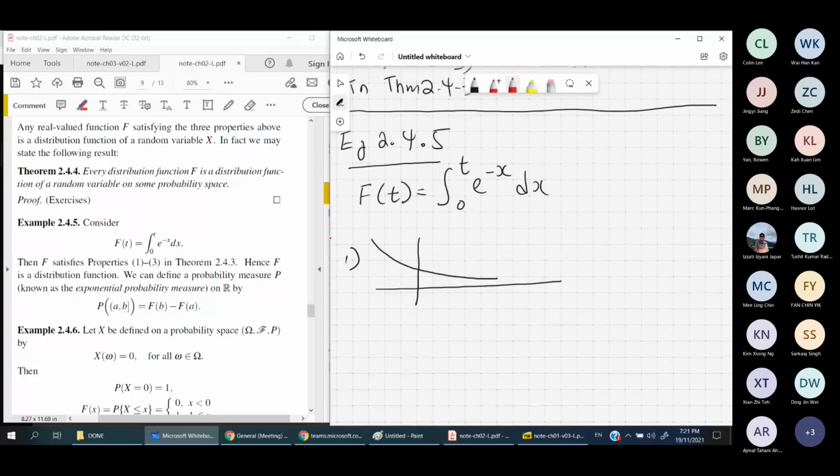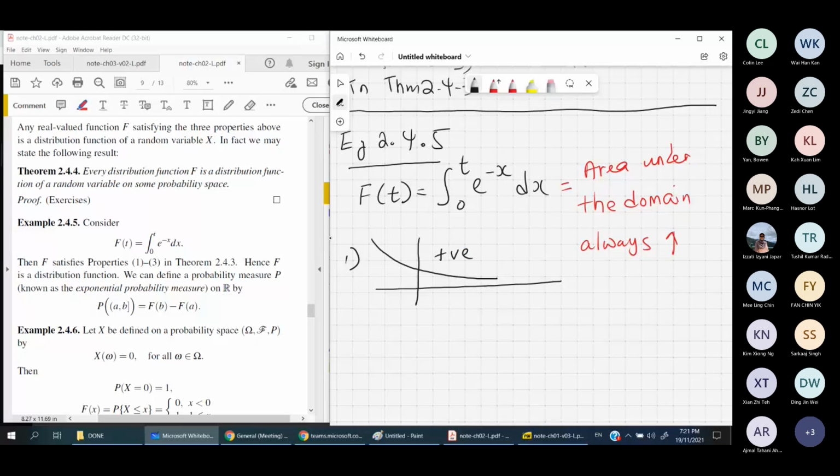In a way, this is an area under the domain. So when you increase, it's always increasing. Provided this is always positive, the graph is always positive, then this is always increasing.